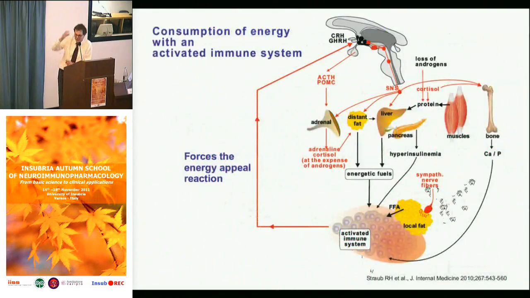So now, with this in mind, we start to think of the systemic changes of the neuroendocrine system in chronic inflammatory diseases. Inflammation starts in a lymphoid organ or in the local tissue, and it activates the immune system locally. Then there is a release of cytokines, and activated immune cells or sensory nerve fibers get activated. They force the energy appeal reaction. The energy appeal reaction activates the HPA axis. These hormones are necessary to break down fat tissue and to provide glucose from the liver. So you have the energy-rich fuels that are needed in the immune system. And the activation of the sympathetic nervous system does the same. And in addition, the sympathetic nervous system breaks down the bone.